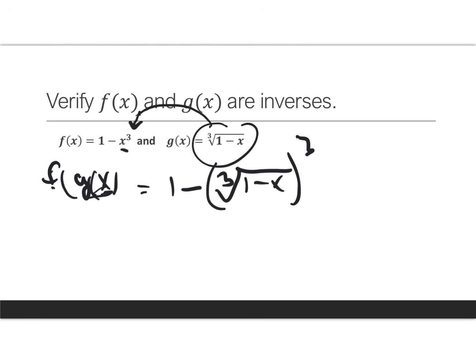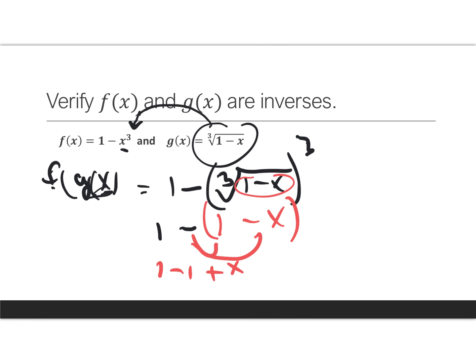If you have a cube root and you cube it, it actually cancels each other out. Square cancels out square root. Cube cancels out cube root. So that turns into 1 minus, all I have left now is the insides, 1 minus x in parentheses. Distribute the minus. That's 1 minus 1 plus x. 1 minus 1 does cancel out, leaving x.